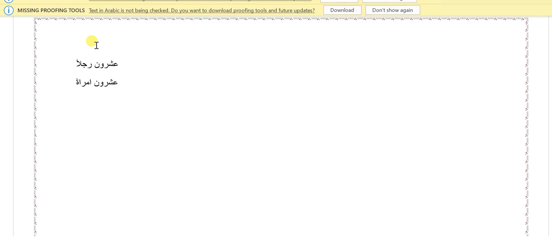So just remember, from 20 to 90, all these words are actually in the format of Jama Muzakkar Salim. So they have wawnun or yanun in the ending.